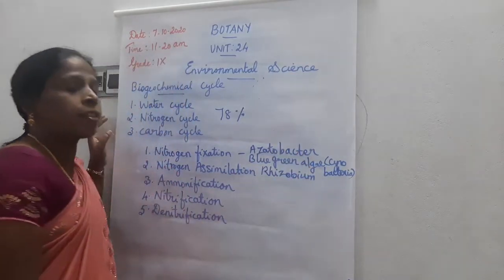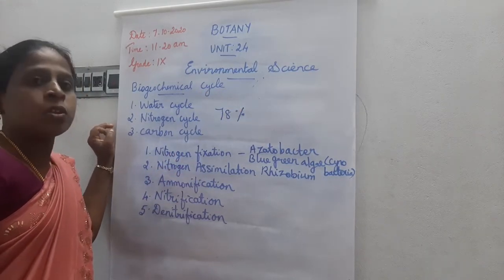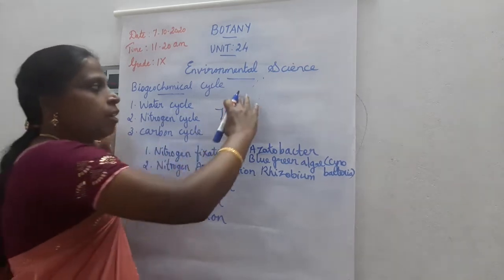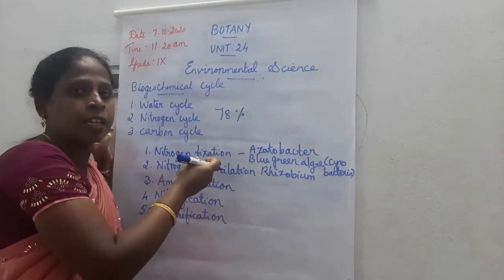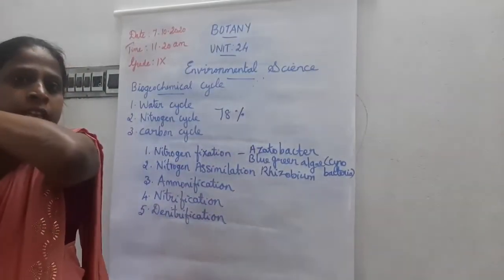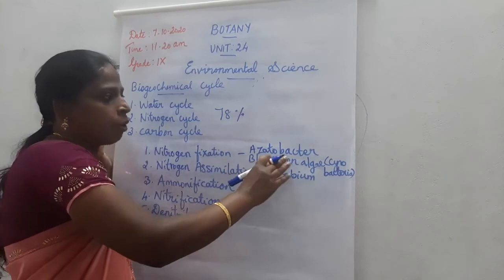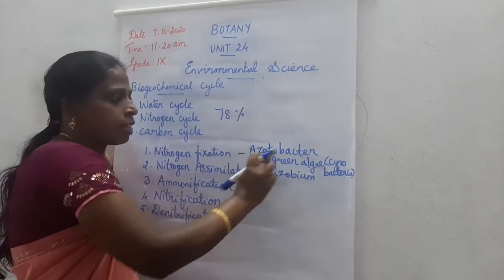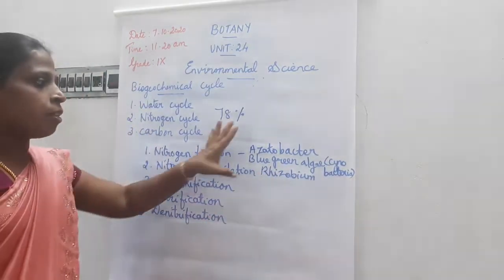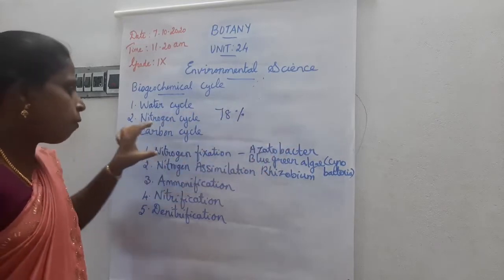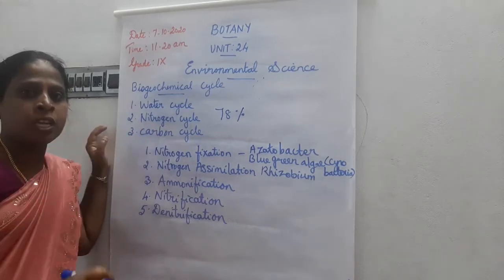So these microorganisms can fix the atmospheric nitrogen to the soil. Nitrogen is in the gaseous state in the atmosphere, and the plant cannot directly absorb it. So it should be fixed in the soil by microorganisms such as soil bacteria, blue-green algae, that is cyanobacteria, and Rhizobium. These are the microorganisms involved in nitrogen fixation.